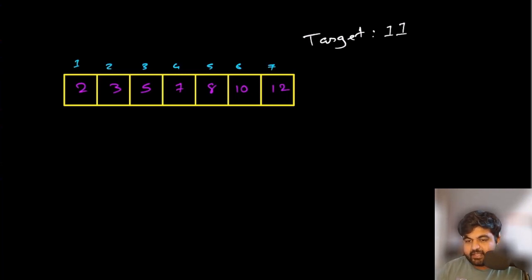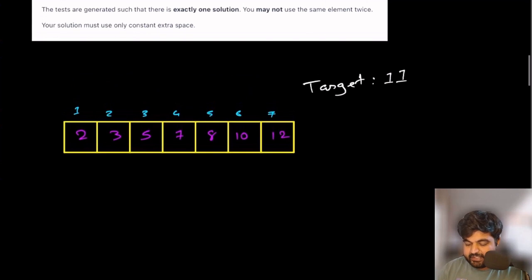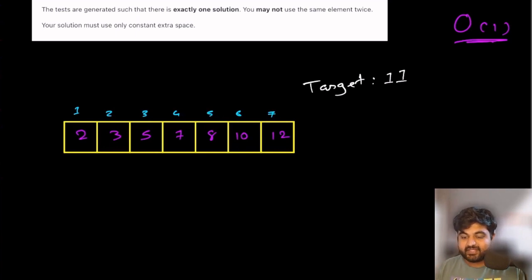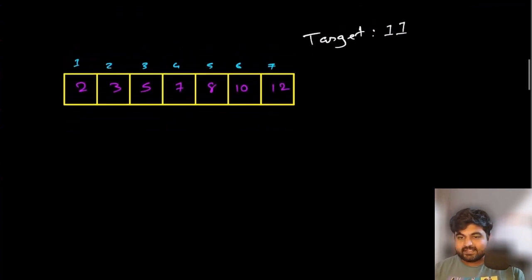Now, the next thing we are being asked to do is that we need to find the solution for this problem without using any extra space, which means space complexity has to be big O of 1. This is a really big ask, and this is going to make a lot of things very interesting. So first, let's see what could be the different ways to solve this problem.